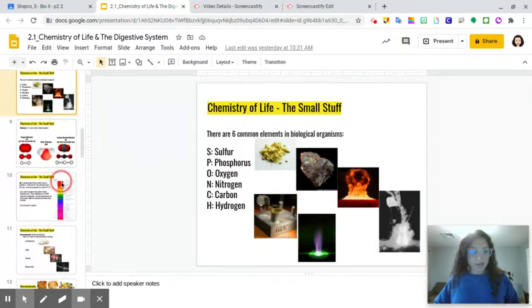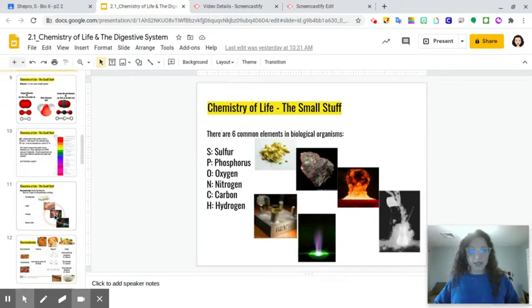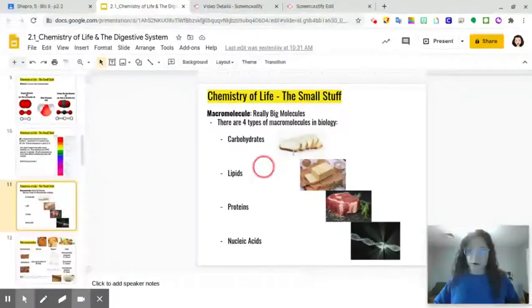And today what we're going to be doing is looking at something that is called a macromolecule.